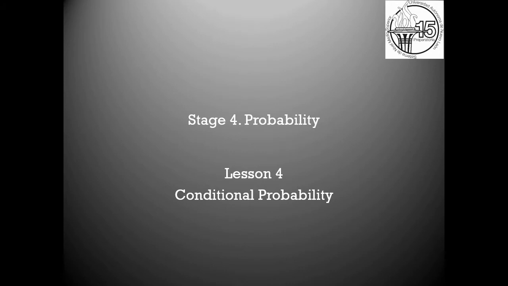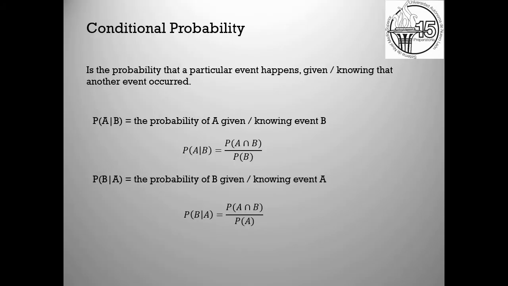Lesson number 4, conditional probability. Conditional probability is the probability that a particular event happens given or knowing that another event has occurred. Let's see. Probability of event A knowing that event B already happened, that means that we know the result of the event B, and it is calculated as the intersection of both events divided by the known event.